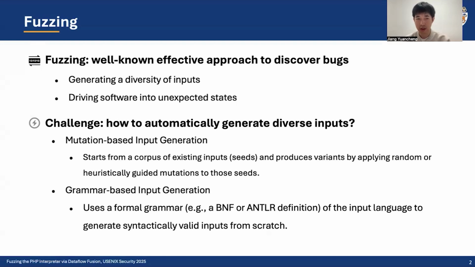There are two methods of fuzzing. One is mutation-based input generation, which starts from a corpus of existing inputs and produces variants by applying random and guided mutations to those seeds. Another method is grammar-based input generation, which uses a formal grammar of the input language to generate syntactically valid input from scratch.